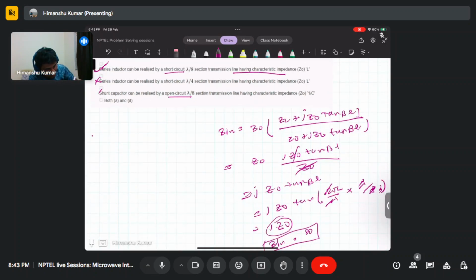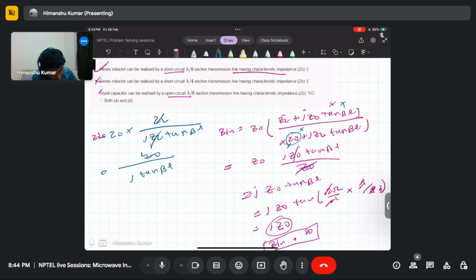So let's say an open circuited line. So ZL will be infinite. So this term we can neglect, and this term also we can neglect. So for the ZL infinite case, this term we can neglect, this term we can neglect. So this will become Z naught times ZL divided by j times ZL tan(beta L), and ZL will get cancelled, so this will become Z naught divided by j times tan(beta L).